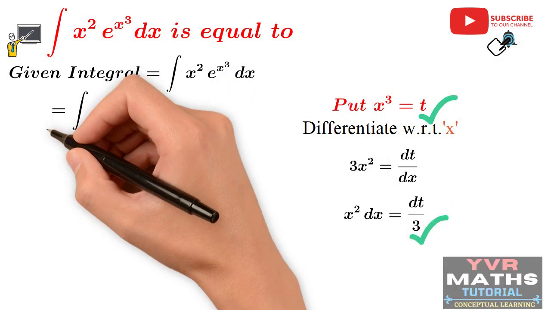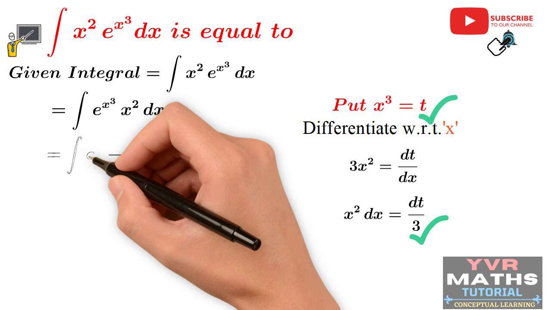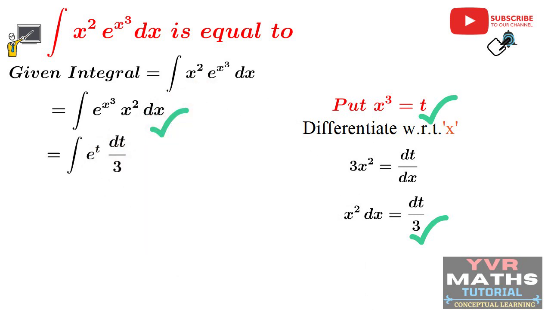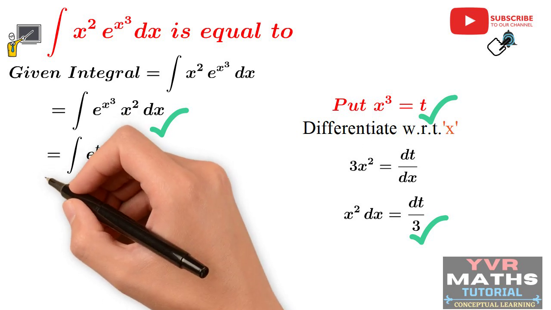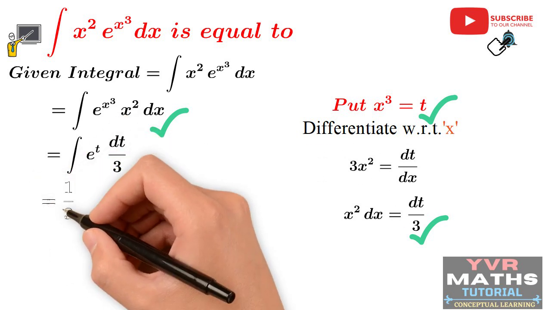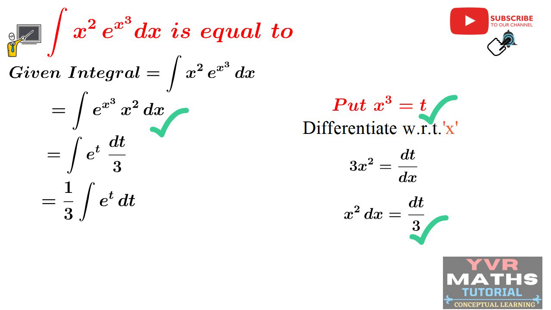Then what we will get? See here, integral e power t into dt by 3. Why? Because here x cube is t and x square dx becomes dt by 3. If we substitute these two terms, then we got this integral. By using basic properties of indefinite integral, the constant 1 by 3 we can write outside of integral. Then what we will get? See here, 1 by 3 into integral e power t dt.